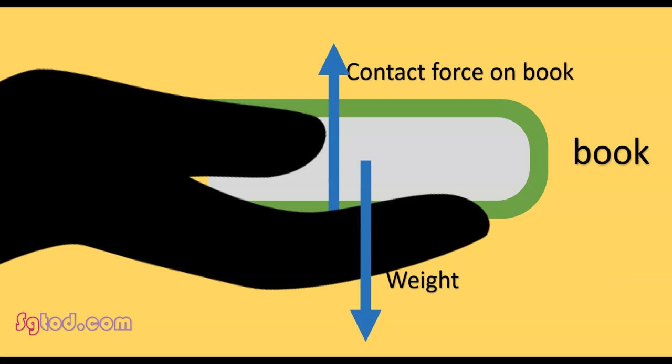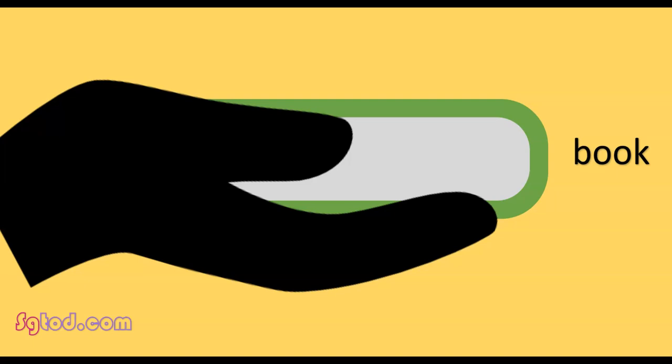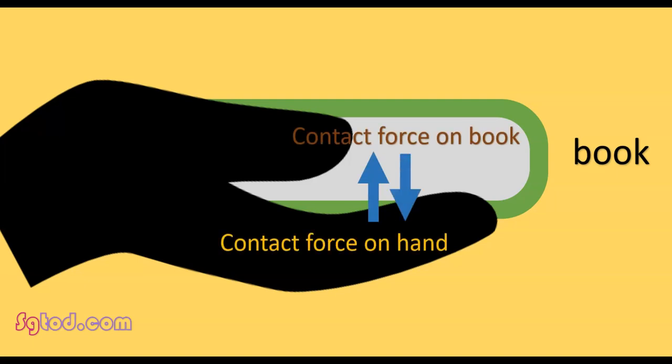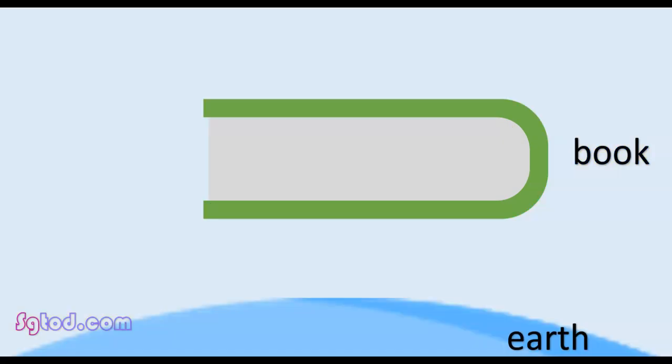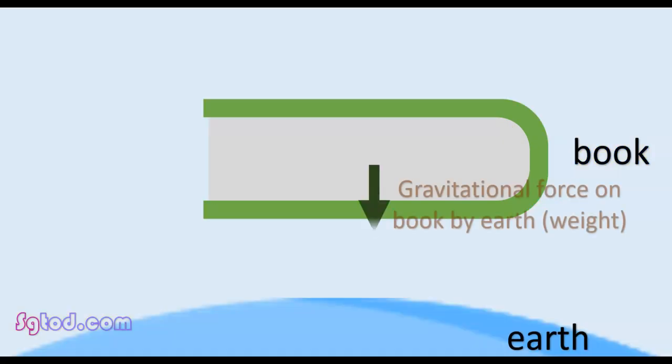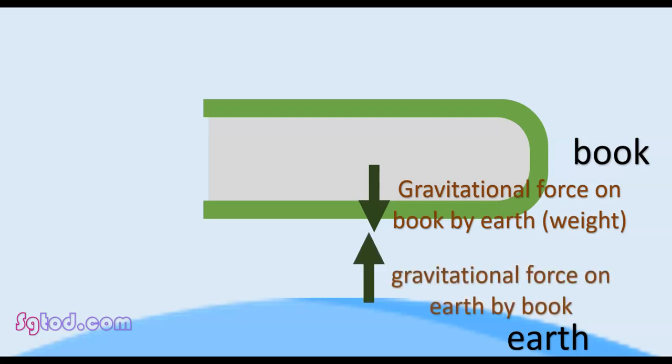Because these two forces are acting on the same body, that is the book, and they are not of the same type of forces. One is a contact force, and the weight is a gravitational force exerted by the Earth. In reality, the contact forces are a pair, one exerted by your hand on the book and one exerted by the book on your hand. And the weight, which is a gravitational force, also exists in a pair, one exerted by the Earth on the book and the other exerted by the book on the Earth.